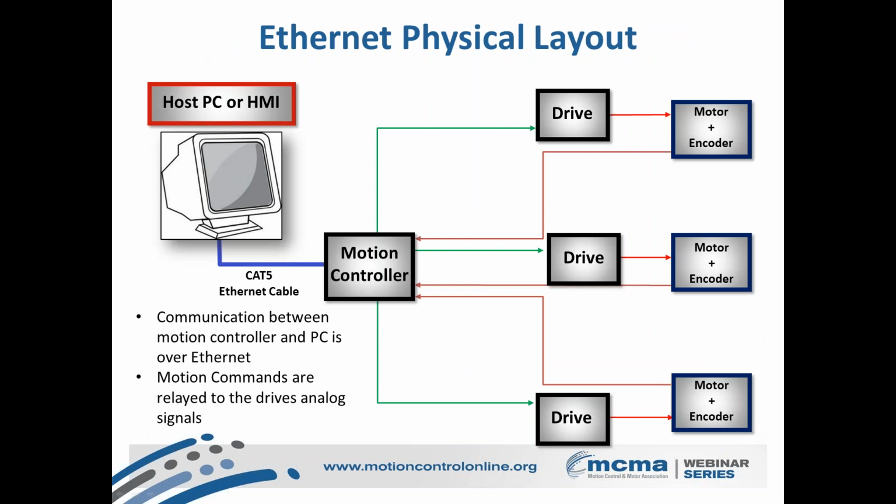So in an Ethernet system, and again, this would be a centralized control scheme, you would have a host PC or HMI communicating over Ethernet to the motion controller. The communication between them is over Ethernet, and because it is Ethernet, again, there is that larger overhead which can produce some non-determinism in the communication between them. However, the communication between the motion controller and drives is, for all intents and purposes, instantaneous, as we discussed, because they are those analog and low-level digital signals.